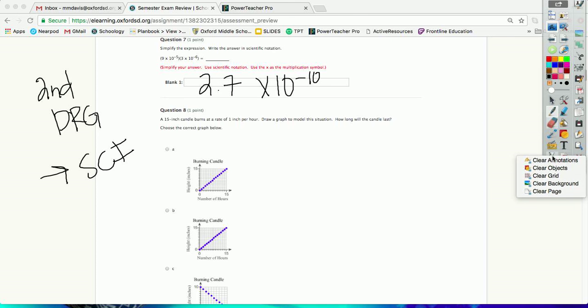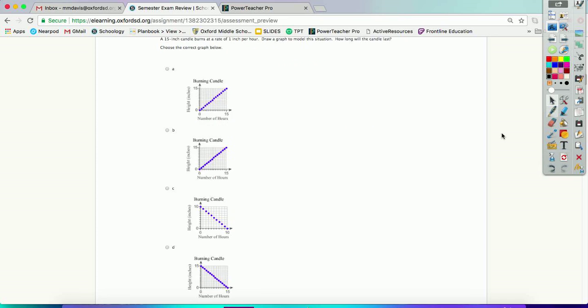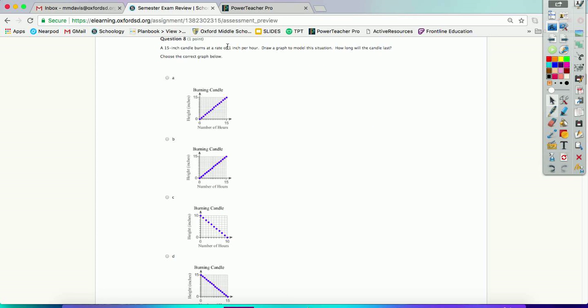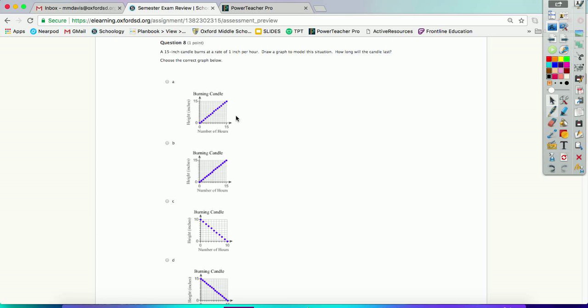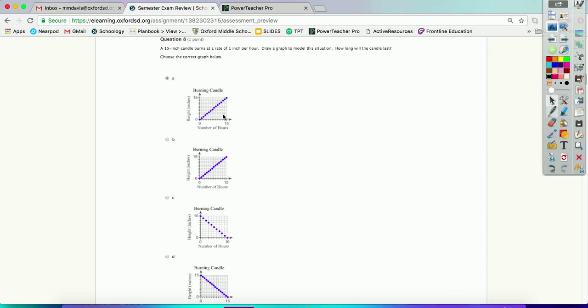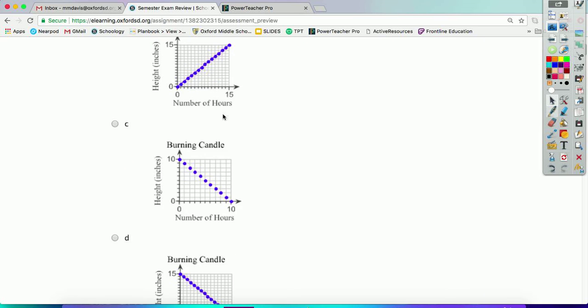Number 8. You are looking at a 15-inch candle that burns at a rate of 1 inch per hour. So if I'm looking at these graphs, the y-axis is representing the height. If it is burning, the height of the candle should be coming down, so it must be C or D. Specifically, I'm looking at a rate of 1 inch per hour, so I'm going to look for which one of these is going at a rate of 1 inch per hour.